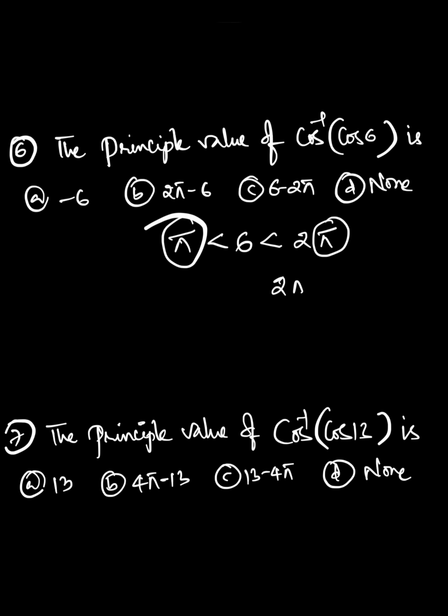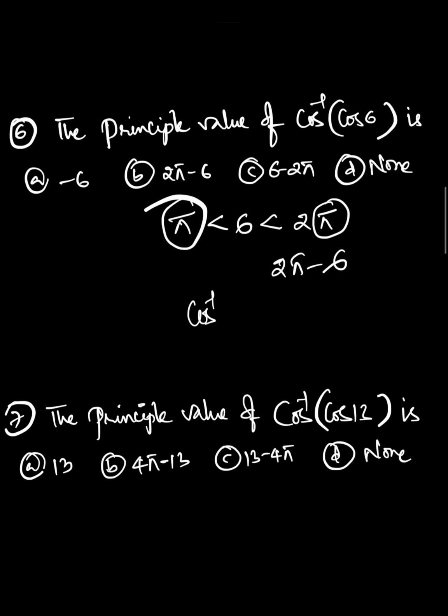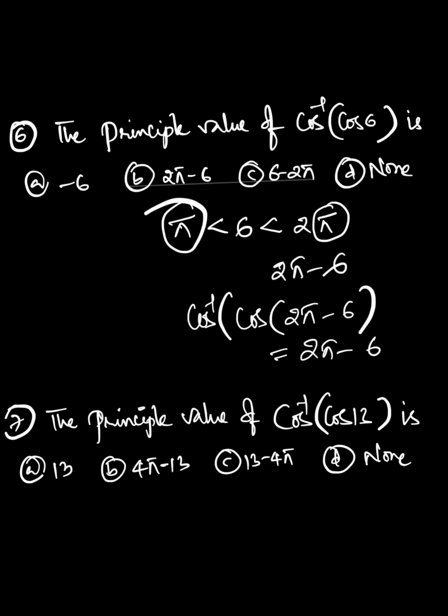Now that 2 pi minus 6 is in the fourth quadrant. Then what will we get? Cos inverse of cos 2 pi minus 6. And anyway, if you observe clearly, then the answer is 2 pi minus 6. So I hope you understood this.